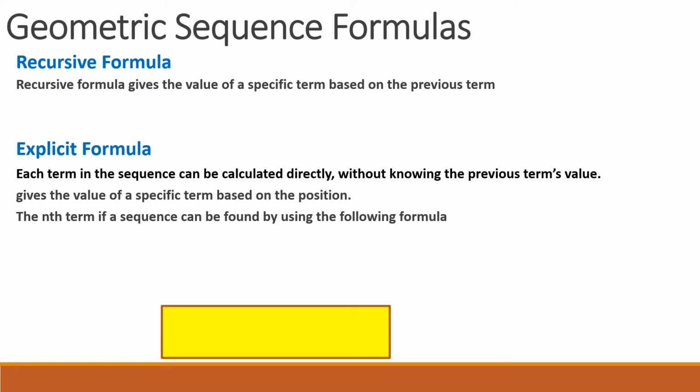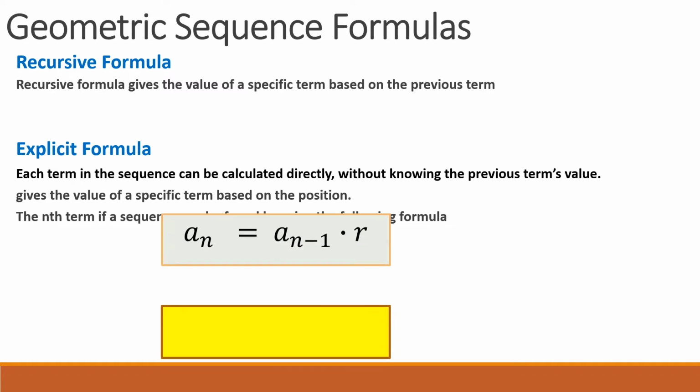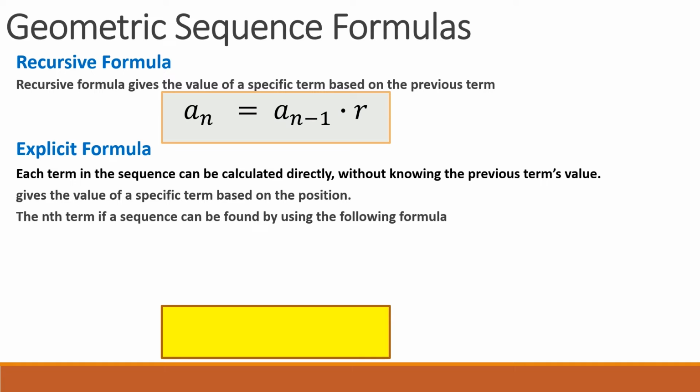So let's take a look at the geometric sequence formulas. First we have the recursive formula, which gives the value of a specific term based on the previous term. The recursive formula is a sub n equals a sub n minus 1 times r. So if we want to write a recursive formula, the only thing we need to figure out is the common ratio and plug it in for r. For the very first sequence we looked at, our common ratio would be 5, because 250 divided by 50 is 5, 50 divided by 10 is 5, and so forth. So the recursive formula would be a sub n equals a sub n minus 1 times 5, and that would be it.